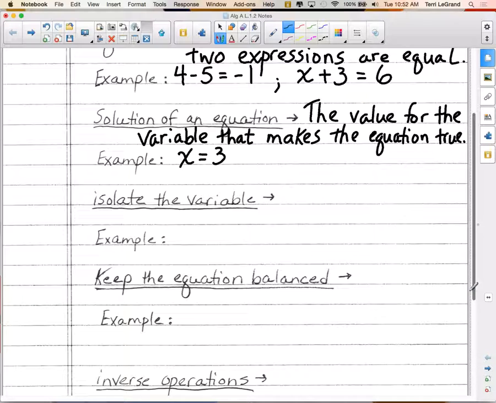Okay, what does isolate the variable mean? Because here's what they tell you to do. When you're solving an equation, they say isolate the variable. Do what? Move it to one side, or in other words, get it by itself, right? We need that variable to be by itself. So let's say get the variable on one side by itself.